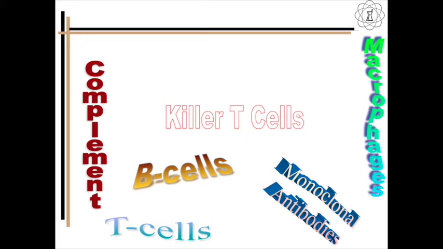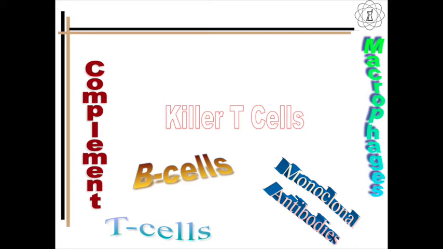in terms of radiopharmaceuticals. And so you can see on this slide I've just thrown a bunch of words up: complement, killer T cells, monoclonal antibodies, T cells, B cells, macrophages. These are all terms that are directly related to the immune system in the body. People throw them around a lot, but I think sometimes we forget what the role of all of these things are in the immune system.